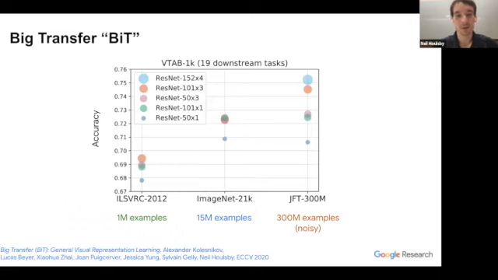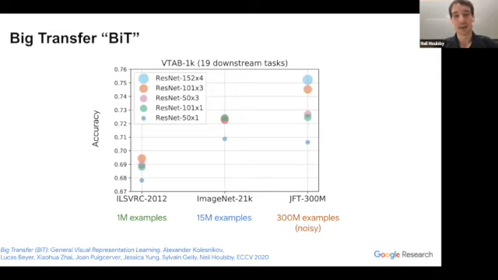So once one applies this recipe, what happens? This is one of the key takeaways from this paper: the effective scale. Each column corresponds to pre-training on a different data set. We have 1 million images on the left and 300 million images on the right. But those 300 million images are quite a lot more noisy. At least the labels have a lot more mistakes than the 1 million images from ImageNet.